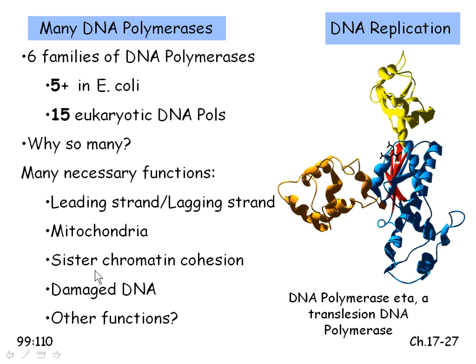The process of sister chromatid cohesion requires polymerases to function in that process. Also, DNA is very susceptible to damage within the cell, and there are polymerases that function specifically for replication through damaged DNA. This is the structure of a DNA polymerase that is specifically involved in replication of damaged DNA.